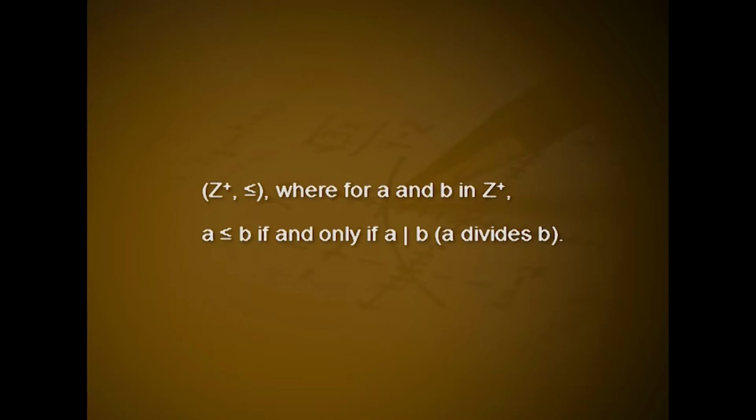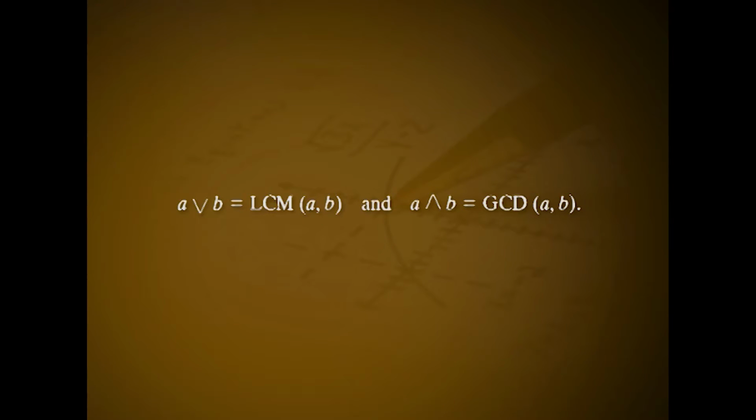Example 3. Consider the poset Z+ with ≤, where for a and b in Z+, a ≤ b if and only if a divides b. Then Z+ with ≤ is a lattice in which the join and meet of a and b are their least common multiple and greatest common divisor respectively. Thus, a join b is the LCM of a, b and a meet b is the GCD of a, b.